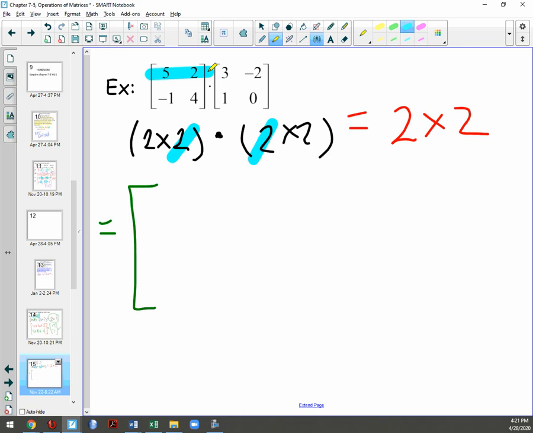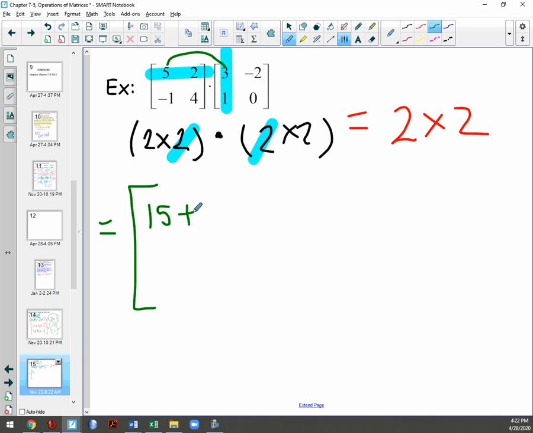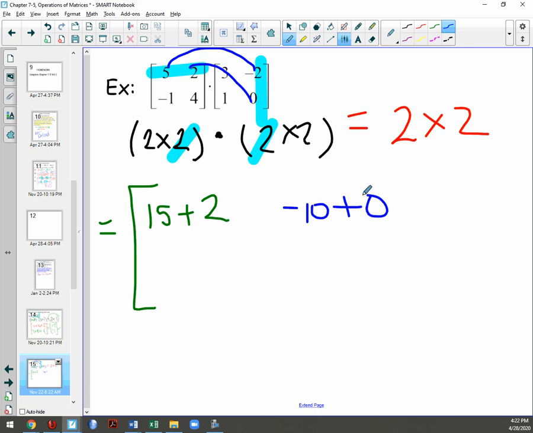So I'm going to focus on this row and this column. Okay? So I'm going to take 5 times 3, 15, plus 2 times 1, 2. That is the first position. Now I'm going to erase that. Now we're going to take row 1 again with column 2. 5 times negative 2, which is negative 10, and then 2 times 0, which is 0. Okay? So now I've done row 1 with both column 1 and column 2. So now I'm going to erase that.